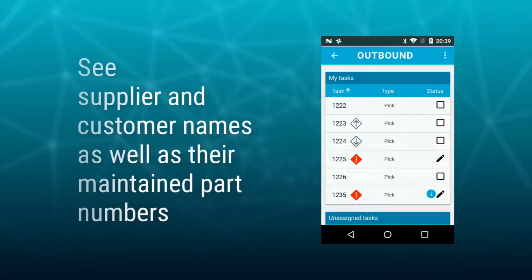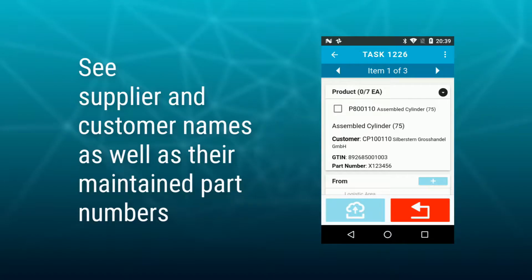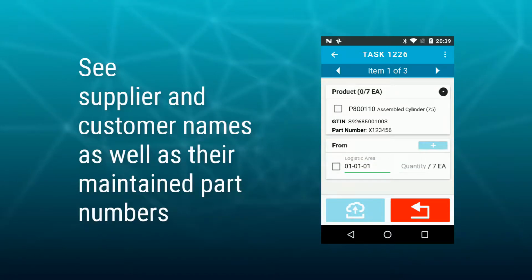Both in inbound and outbound tasks, you are now able to see additional task information like supplier and customer names and maintain supplier and customer part numbers.